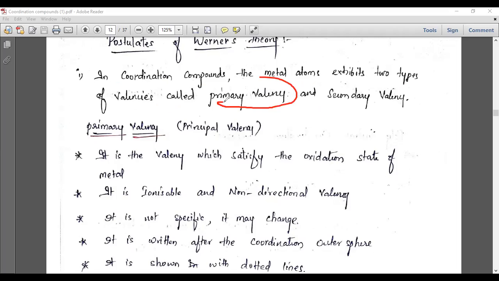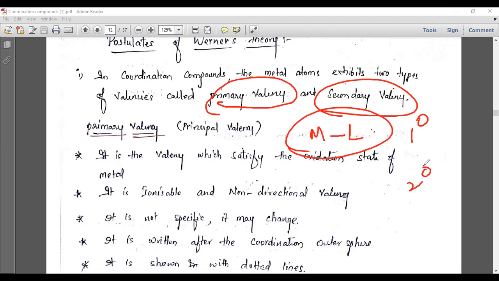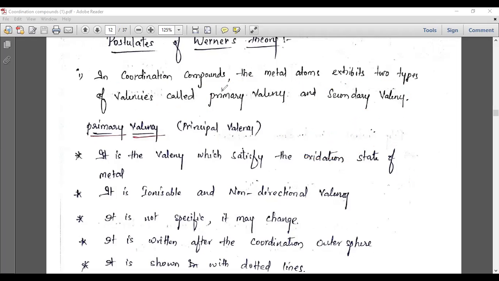Definitely the valency, which is primary valency and secondary valency. That means in a metal ligand complex, there must be a primary and a secondary valency, both valencies are there. So what actually is the valency, that we will understand here. There are two types of valencies that you must understand here.